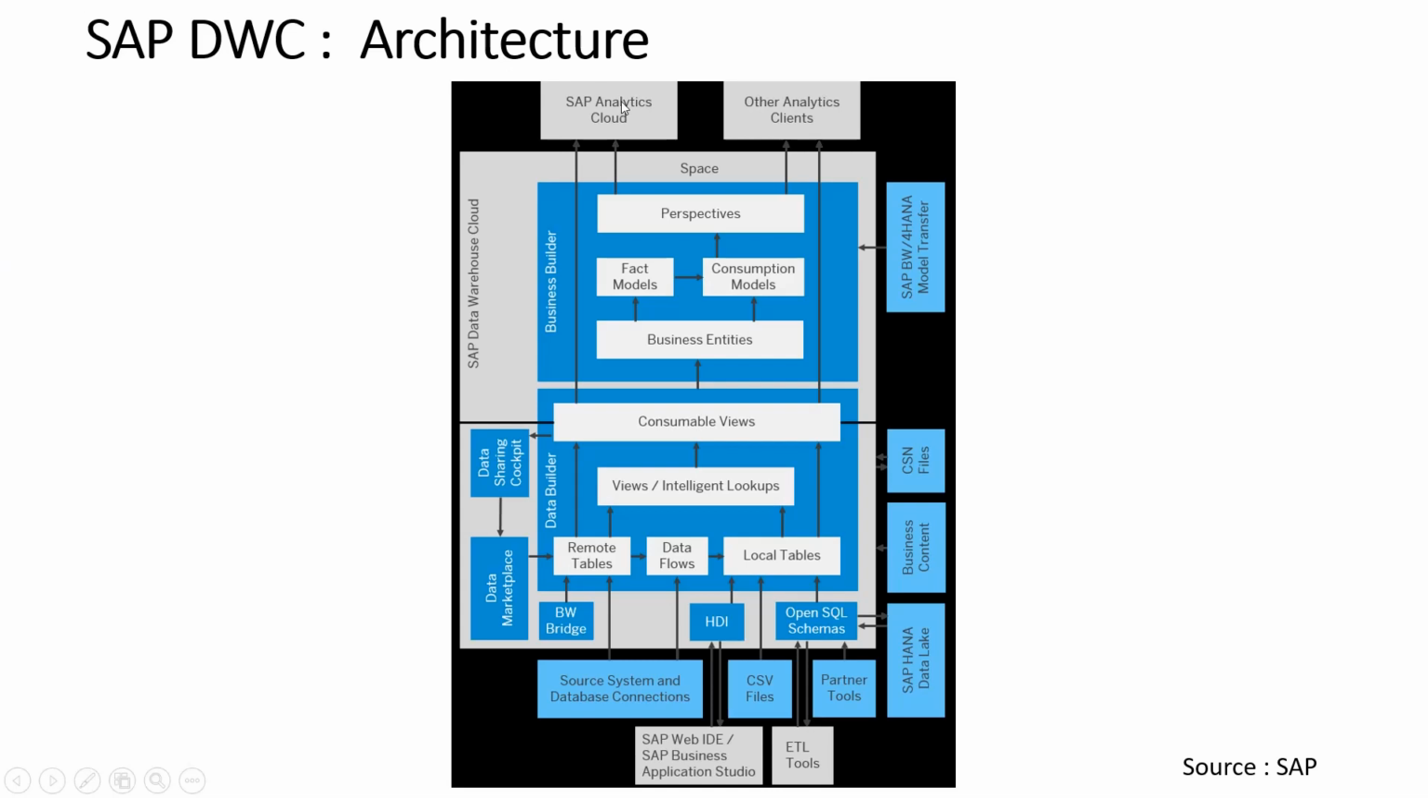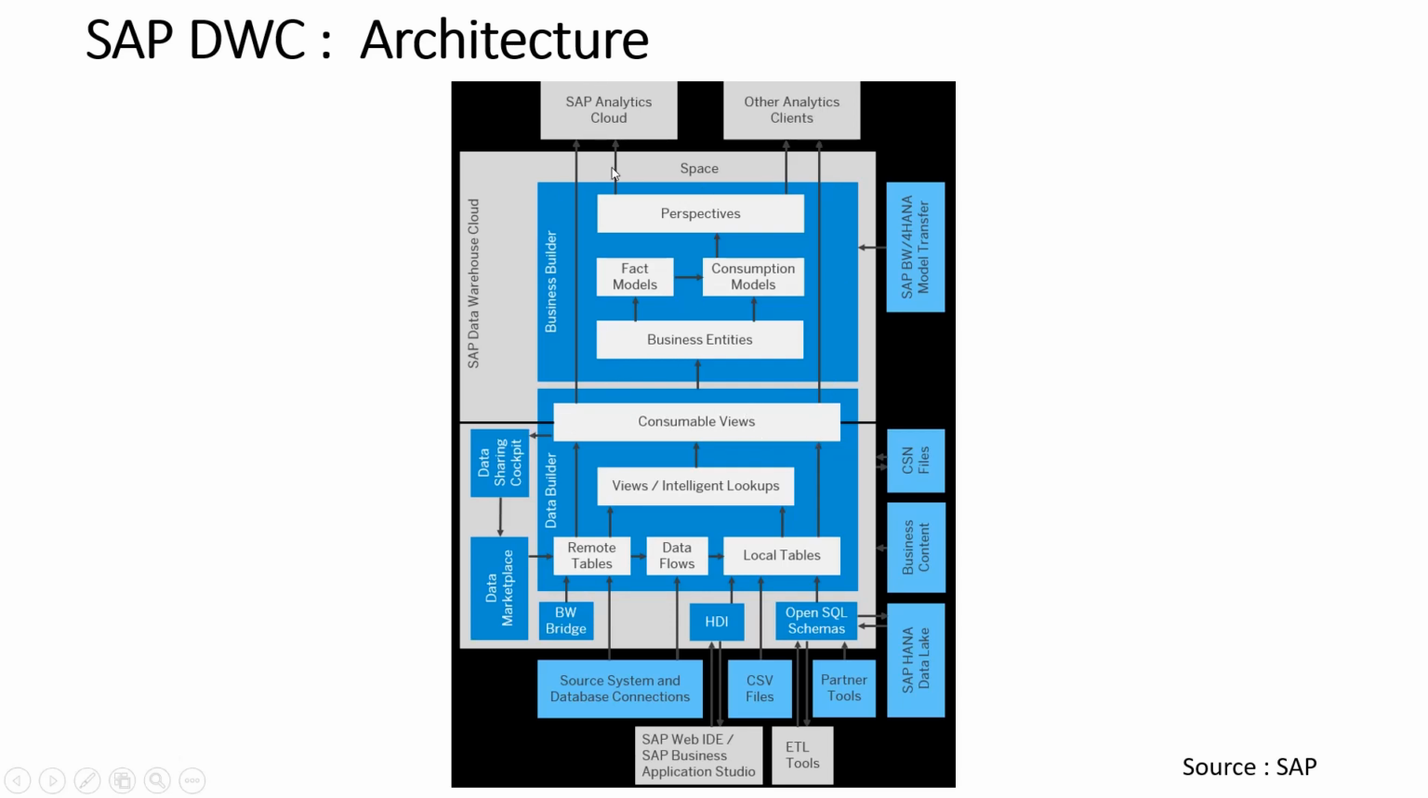Now let's jump to the SAP DWC architecture and how it works. Just like any data warehouse tool, we have the bottom layer where we get the data from various systems, like any ETL tool, CSV files, or partner tools. We bring the data in and can do a data builder exercise, which means we build our model in the data builder section. This is where you transform your data. You can create views and consume those views directly in SAC or any other analytical client tool which supports it.